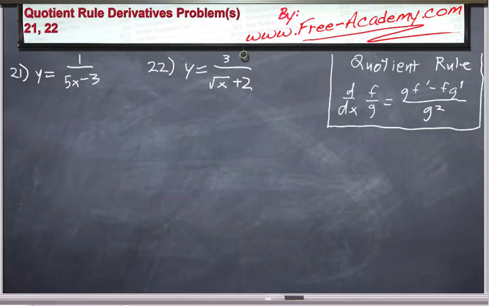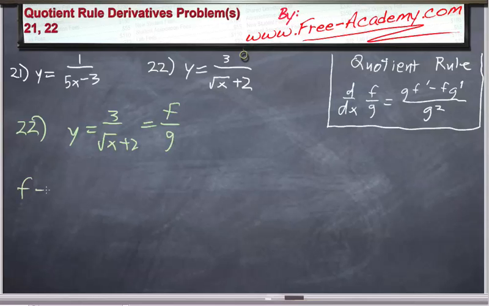Let's go on and do another practice problem, and we'll do problem 22. We have y equals 3 over the square root of x plus 2. This is going to be equal to f divided by g, which is going to imply that f is equal to 3, and that g is equal to the square root of x plus 2. F prime will be easy to find, that'll be 0 once again.